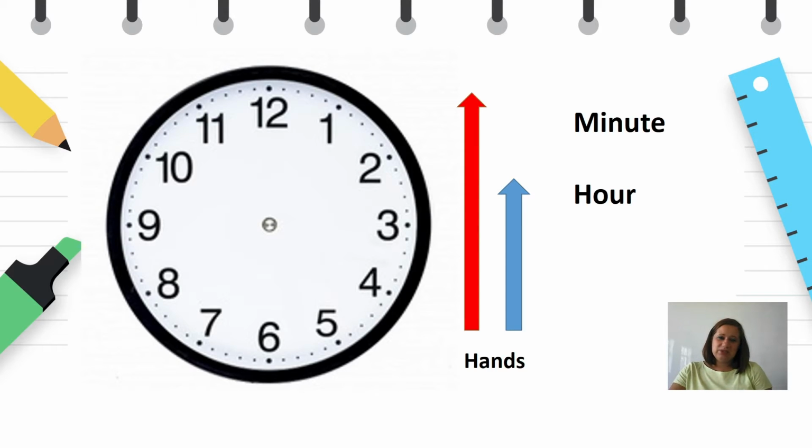So what we need to start with is to talk about the basic elements of the clock. So in English, these two arrows are called hands. The big hand shows us the minutes and the small hand shows us the hour.